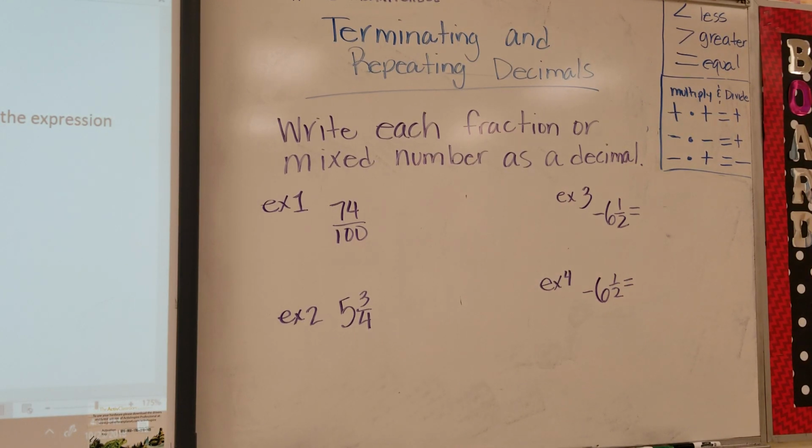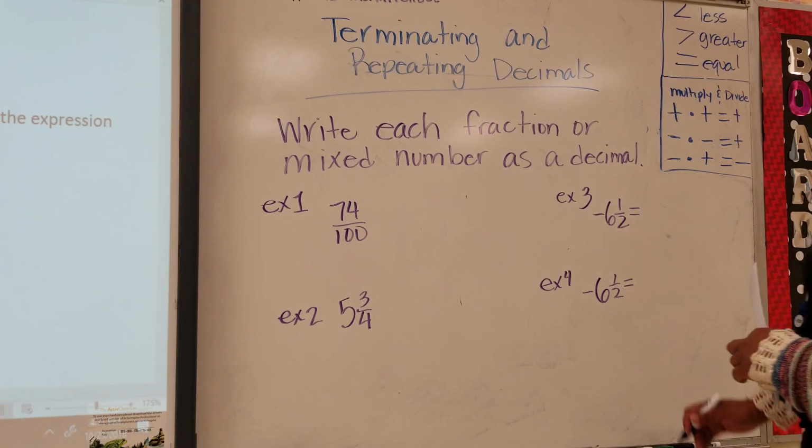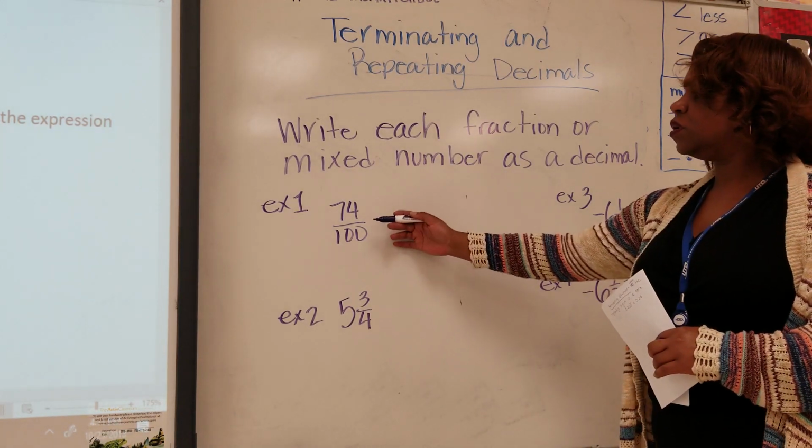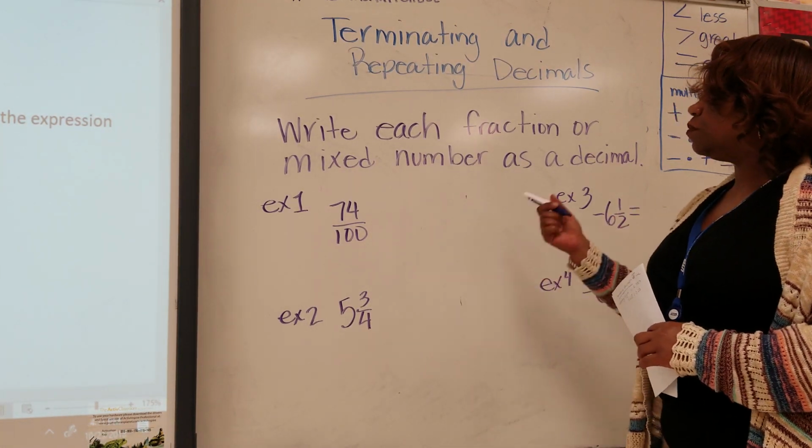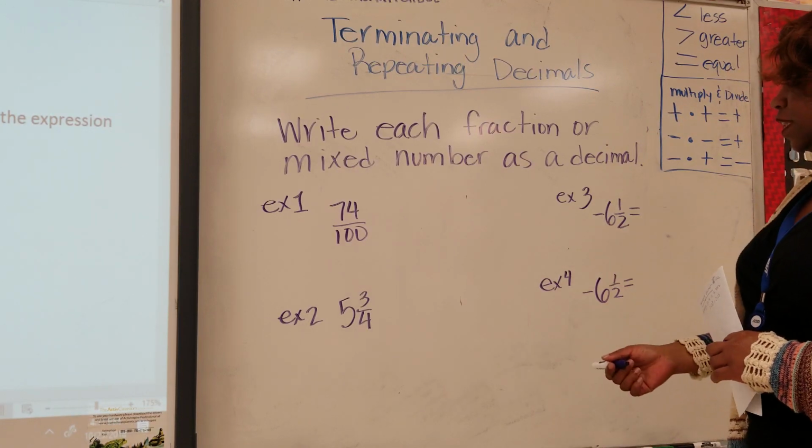Okay, so now we're going to write each fraction or mixed number as a decimal. Please pause the video and copy down these examples and leave space in between them so that we can work them together, okay? Example number 1, we have 74 over 100. We're supposed to write these fractions as a decimal.